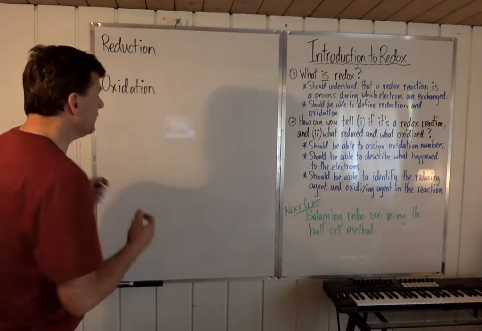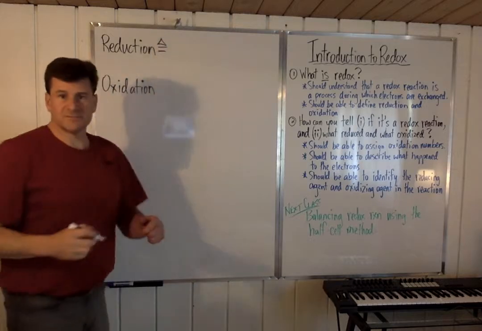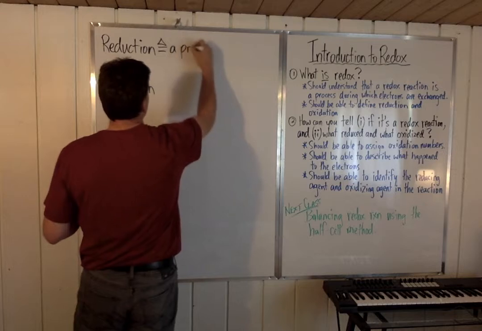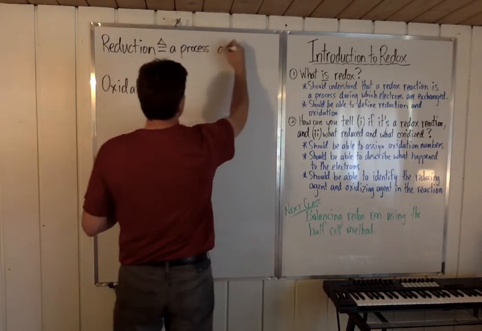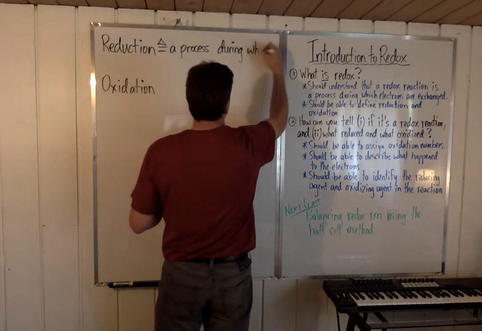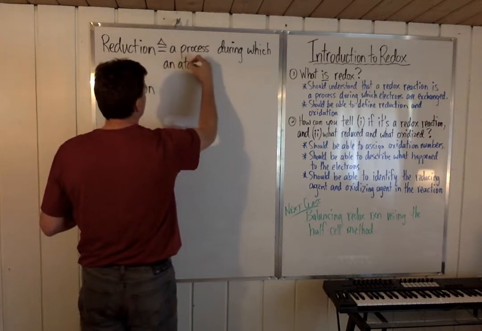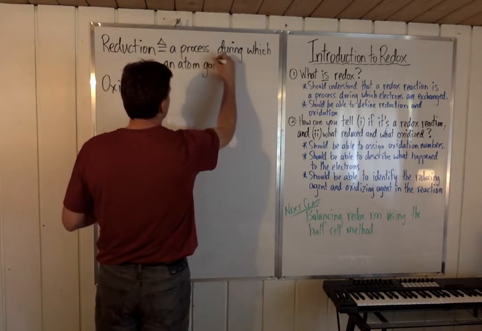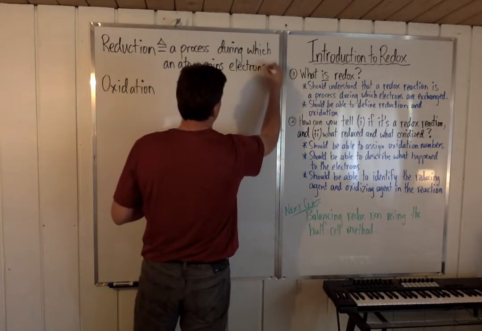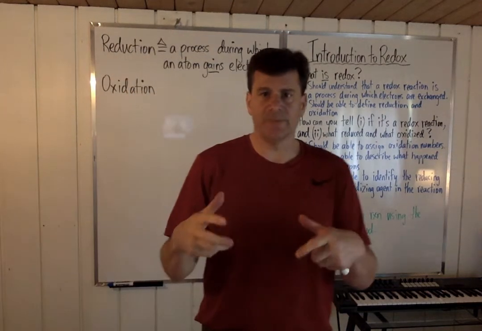So reduction, first of all, is, and that's the symbol I use for definition. Reduction is a process during which an atom gains electrons. Okay, so let's go through this a little bit more in detail.